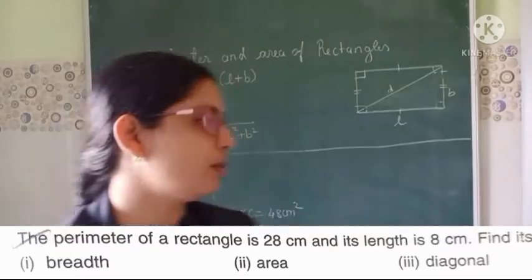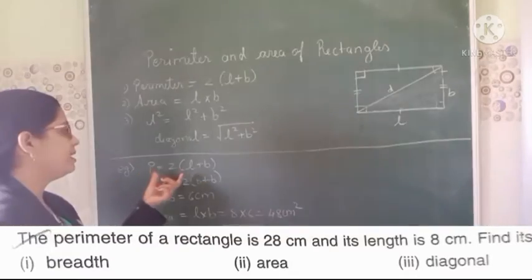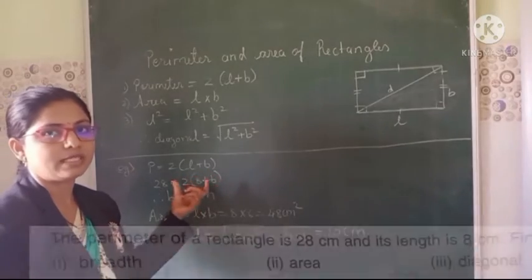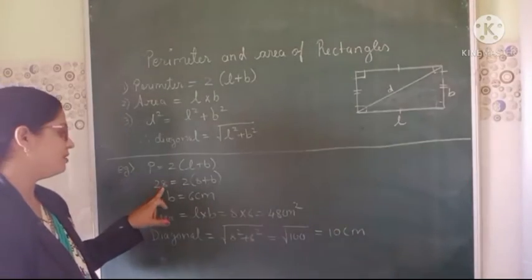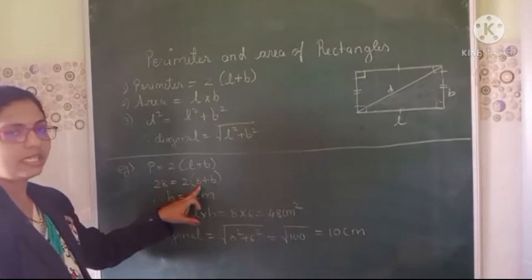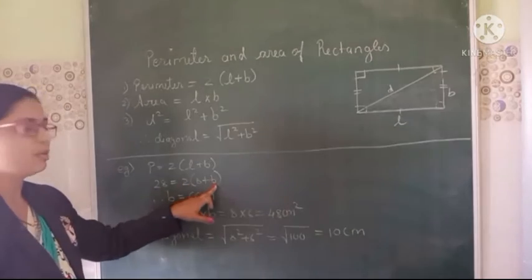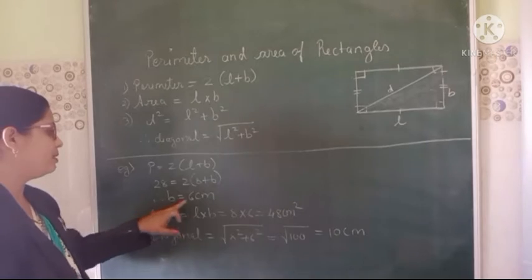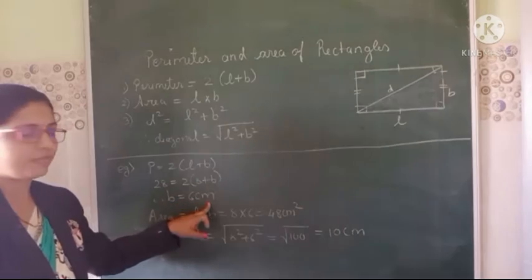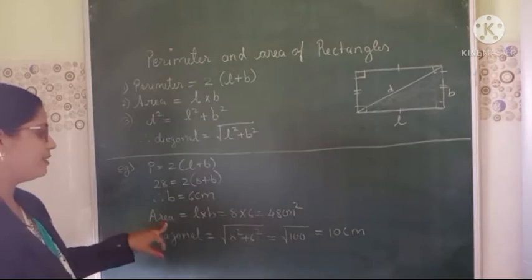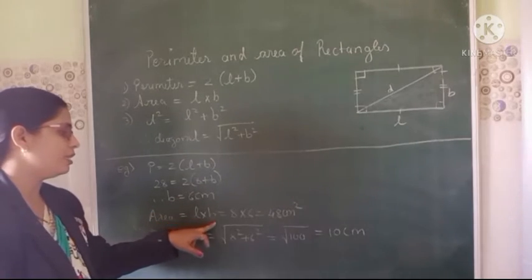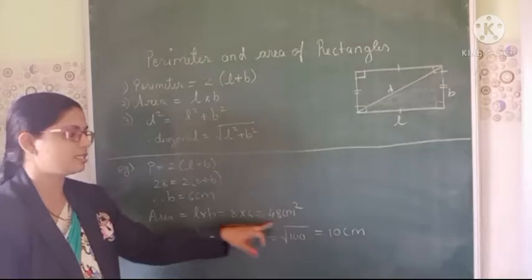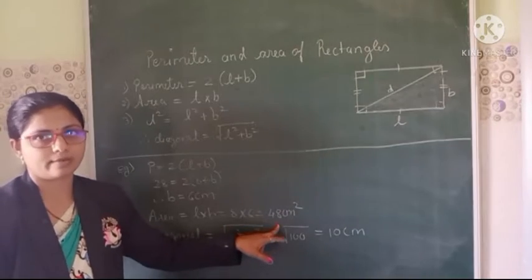So we know the formula, that is perimeter equals twice of L plus B. Perimeter is given, put the value; length is given, put the value and find out the breadth. So breadth will be 6 centimeter. Okay. Now area we will find out. Once we got the breadth, we can put the value here. So length into breadth, it will be 8 into 6, that is 48 centimeter square.